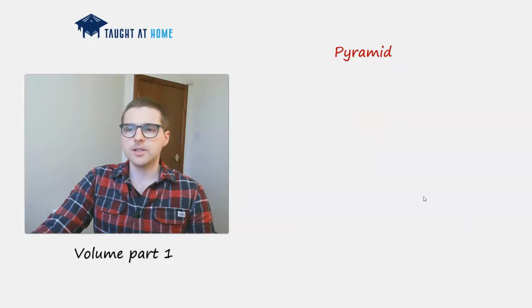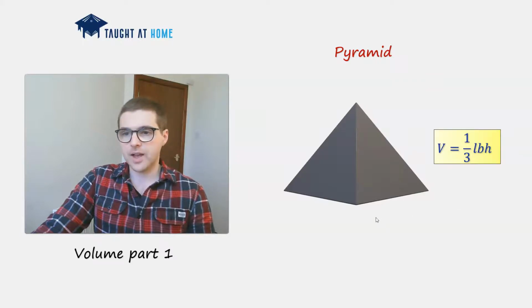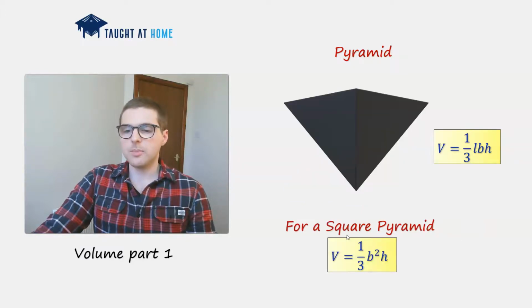Let's go for a pyramid now. Here we have a pyramid which has a square base, and this reaches an apex, and the height is the height of this apex. So the volume is 1/3 the length times the breadth times the height, the length and the breadth of this pyramid. So for a square pyramid the length and the breadth are the same, so we can just say that it's the breadth squared times the height.